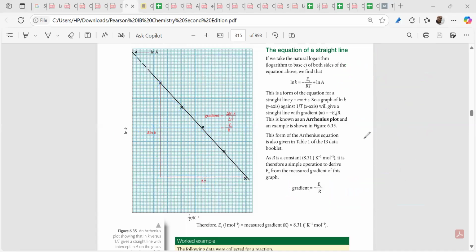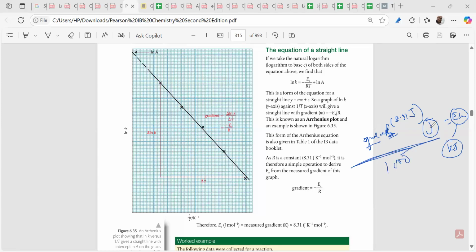If you take the gradient and multiply by R, what is R? Universal gas constant, 8.31 joules. Multiplying this gradient by R will give you the answer in joules. But for activation energy, what unit do you have to take? Kilojoules. You have to divide by 1000 to make the unit kilojoules.